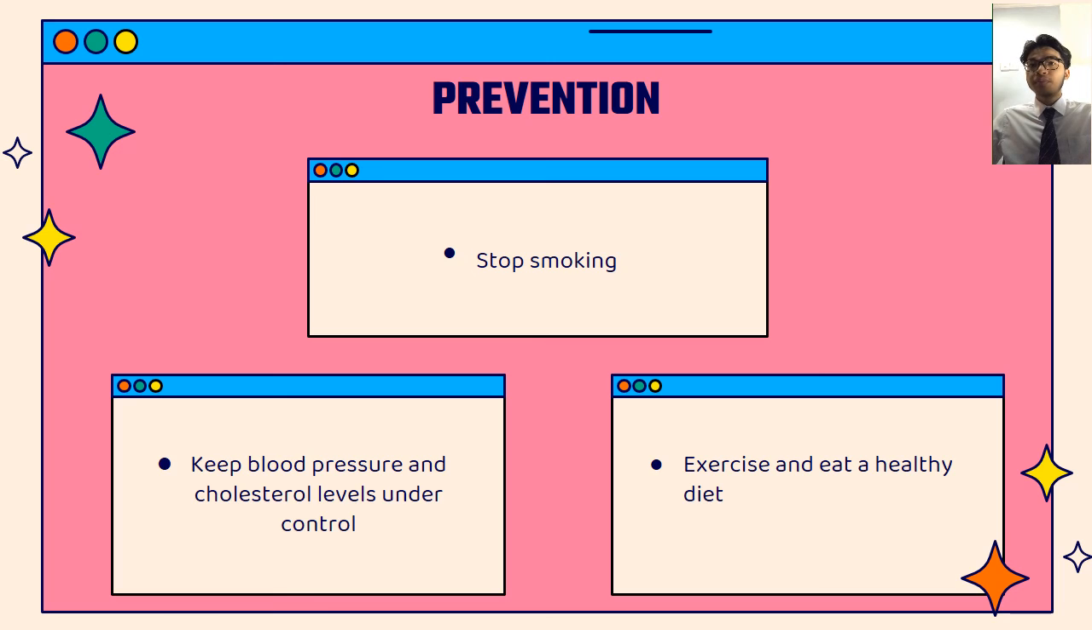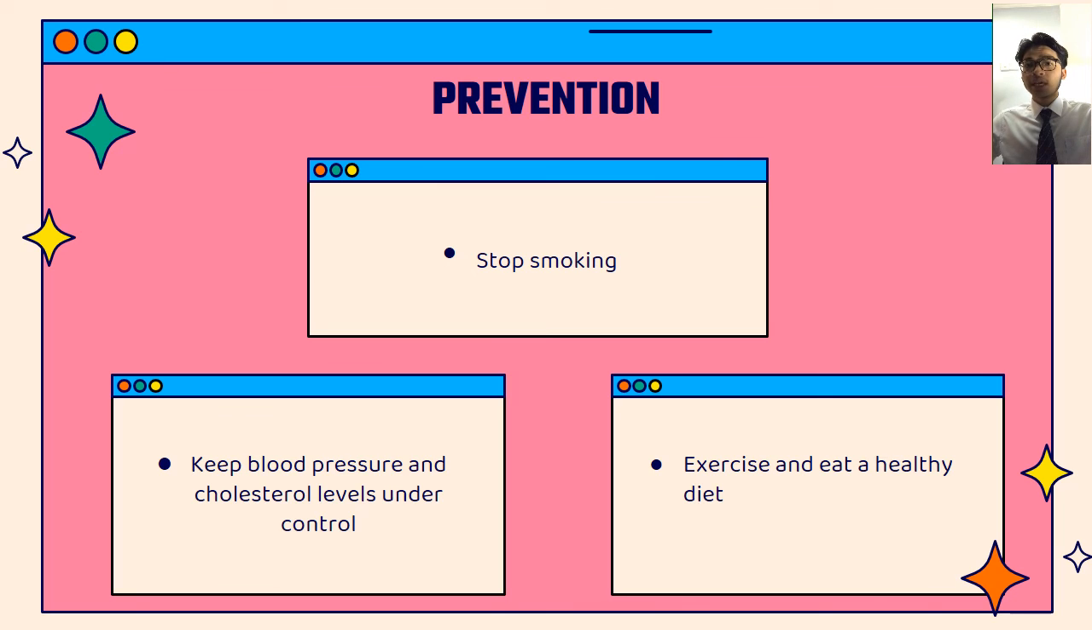First, prevention that we can do is exercise and eat a healthy diet. Live a healthy lifestyle by exercising regularly and eating healthy meals. Eat a low-fat diet that is rich in fruit, vegetables, and whole grains. Maintain a healthy weight. Being overweight increases your risk of developing heart disease.